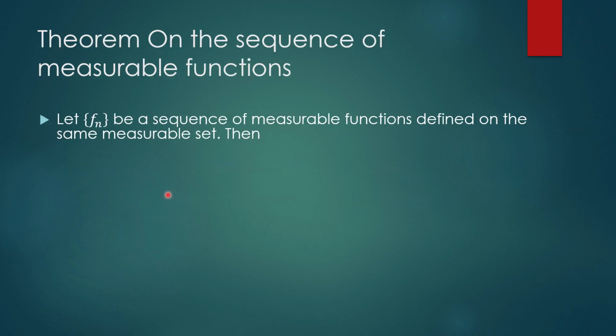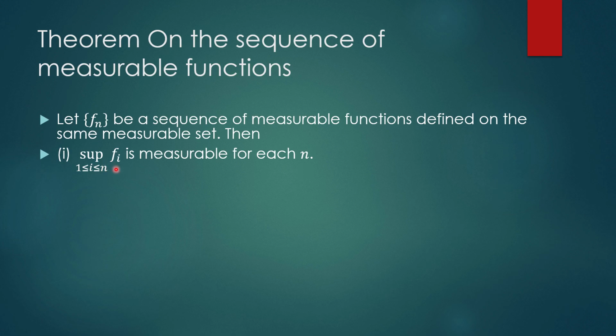Next, theorem on the sequence of measurable functions. We have a sequence of measurable functions, so there are lots of functions derived from the sequence. Those functions are also measurable. Let us see. Let f_n be a sequence of measurable functions defined on the same measurable set. Then supremum f_i, i from 1 to n, is measurable.